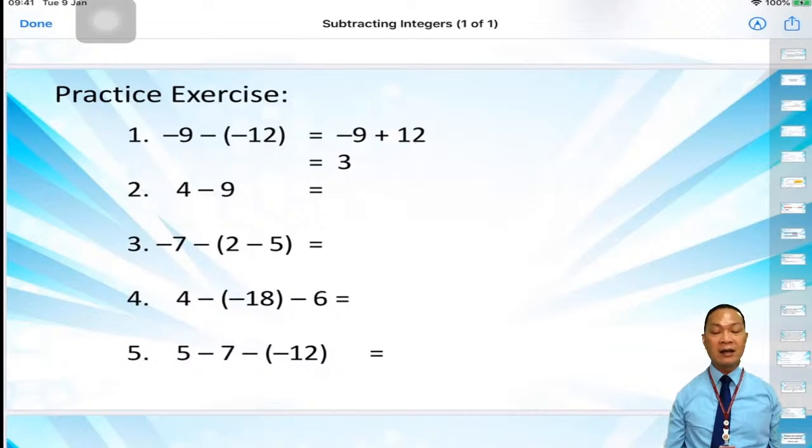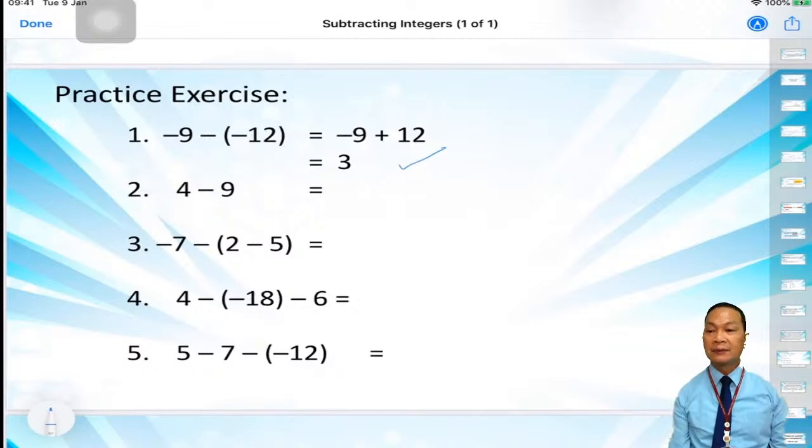Negative 9 minus a negative 12 is equal to negative 9, and then add the additive inverse of negative 12, which is 12, and then go back to addition of integers. So negative 9 plus 12 is equal to 3, or positive 3.